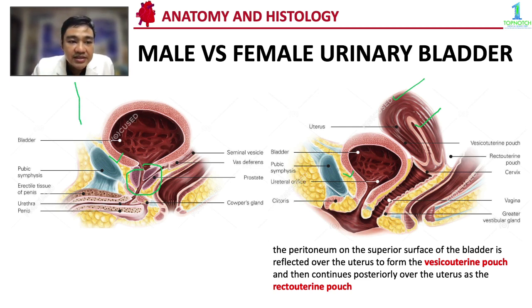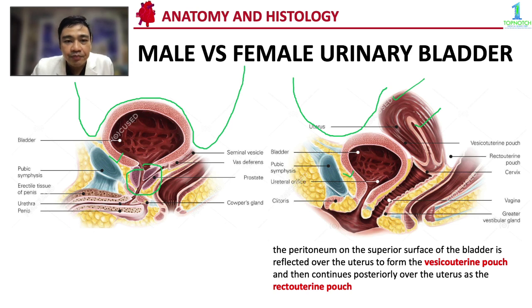Because if you would trace the peritoneum, ang peritoneum mo would be around this line. Meron niyang peritoneal lining. In the female, ganun din. Meron niyang peritoneal lining above here. Okay? So what are its implications? Sa female, we have two potential spaces or dependent areas kung saan pwede mag-collect ang fluid. We call that as the recto-uterine pouch and the vesico-uterine pouch.